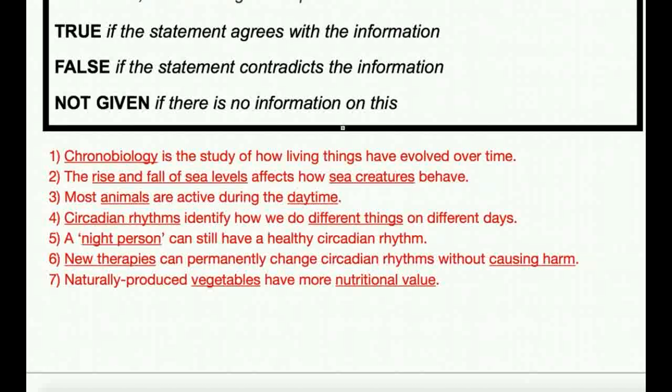Now we'll look at starting to find this information in the text. So I want to scan through the text to do this. Now the first statement here is chronobiology is the study of how things have evolved over time. Now this is clearly a definition of chronobiology. The reading is about chronobiology, so you can probably assume this is near the beginning, because if it's a definition, they're going to want to do that at the start of the text, because you need to know what chronobiology means in order to understand the text.